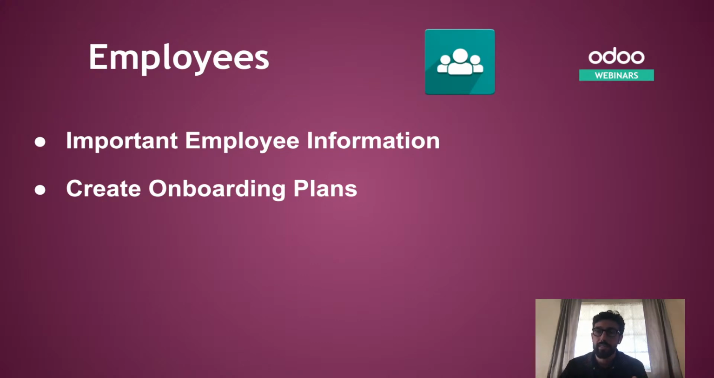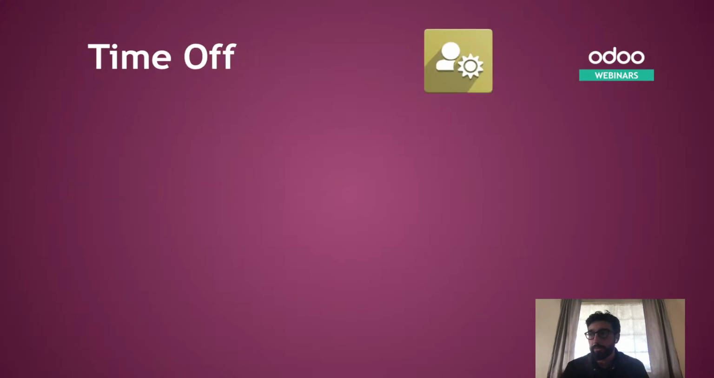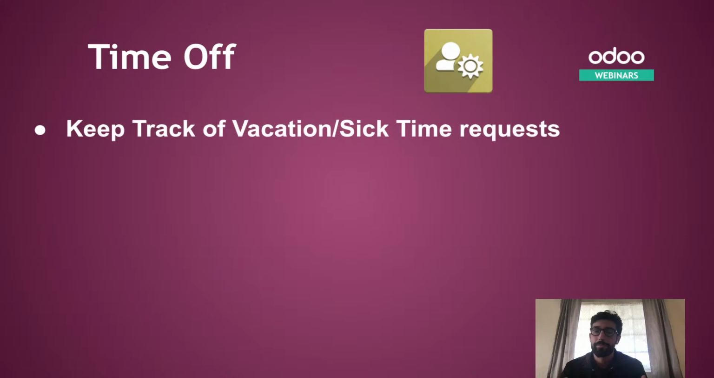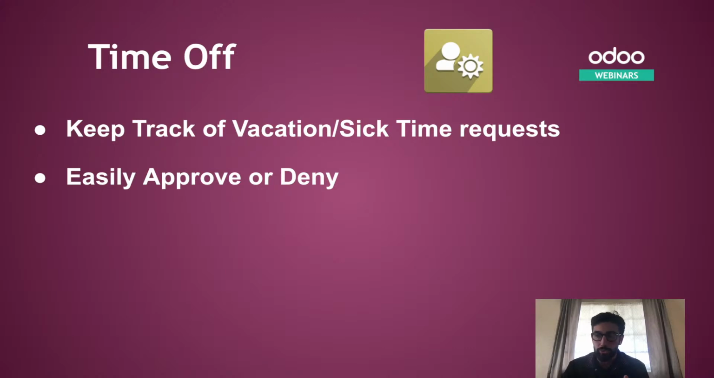Next one is the time off application. This one helps you keep track of vacation and sick time requests. And also it's easy to approve or deny those requests within this application. We do use this one internally, again, to keep track of PTO requests and sick time requests, and it makes it really easy for us as employees to submit it to our manager and our manager to get back to us and either approve or deny. We get a notification on our end and we're able to proceed from there.